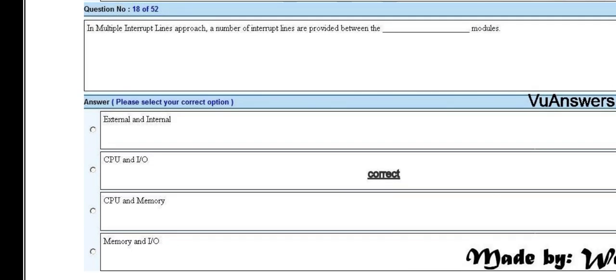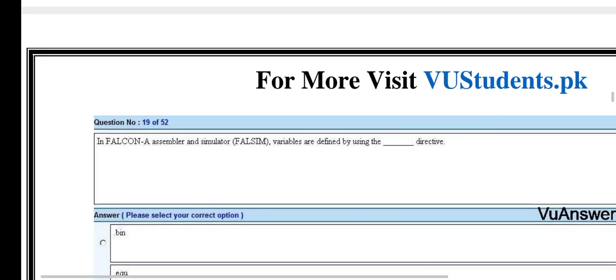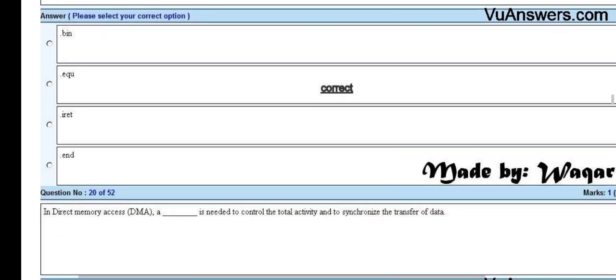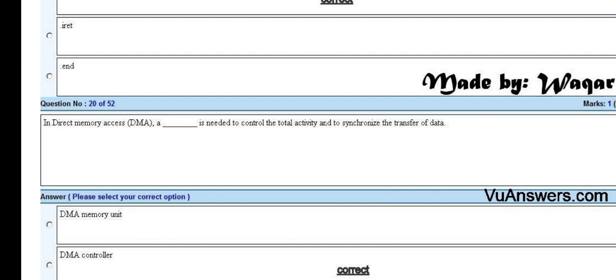In the multiple interrupt lines approach, a number of interrupt lines are provided between the dash modules, CPU and I/O. In Falcon-A, assembler and FALSIM variables are defined by using the directive EQU. In direct memory access, a dash is needed to control the total activity and to synchronize the transfer of data.